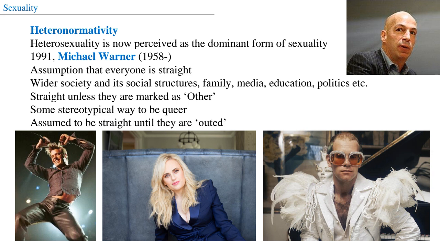Ricky Martin, Rebel Wilson, and Elton John were all perceived to be straight, certainly in the early parts of their career. And no one really, well, I won't say no one. Ricky Martin always had me suspect ever since I first saw him in the 1990s. But there is this assumption that these people are straight until they're outed as queer.